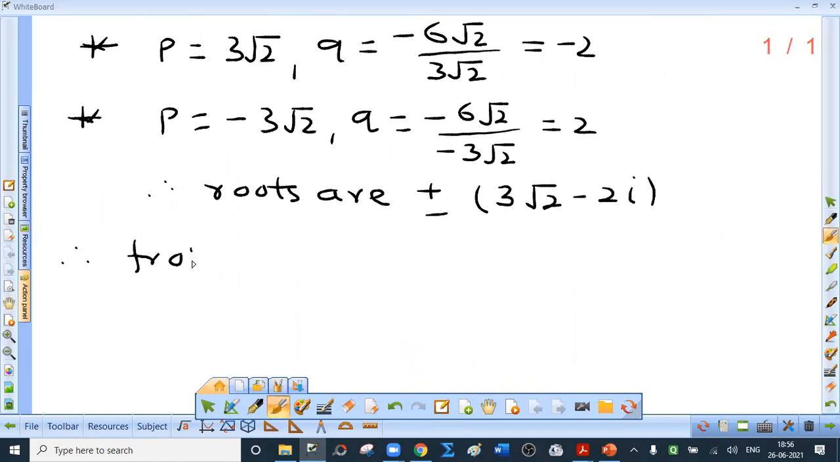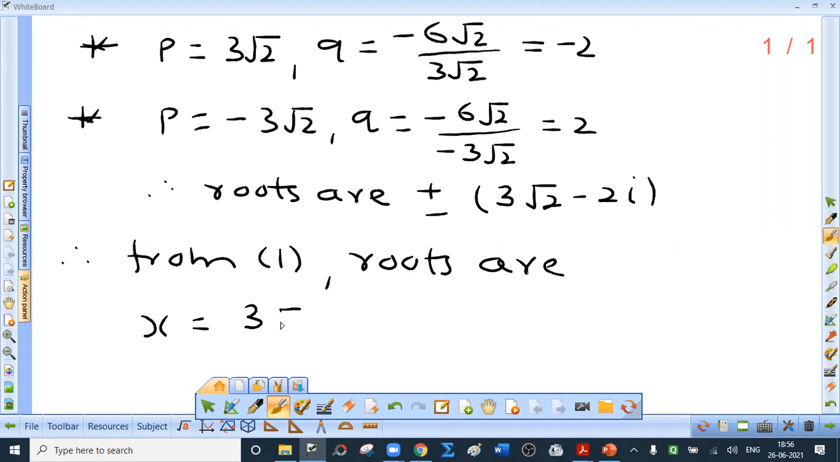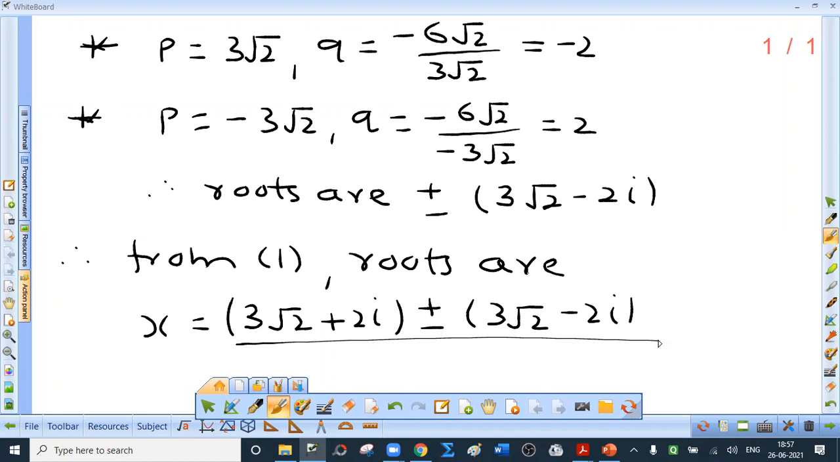So from 1, roots are x equal to (3 root 2, you have to be careful, plus 2i, okay, plus minus (3 root 2 minus 2i)) upon 2.